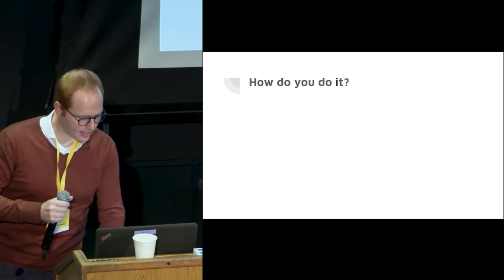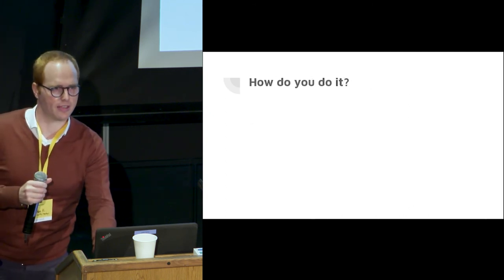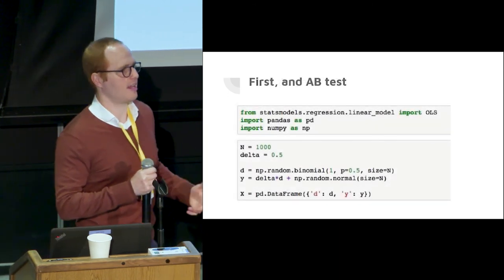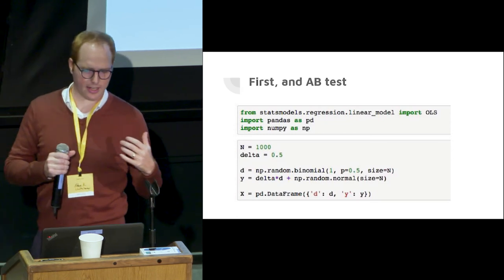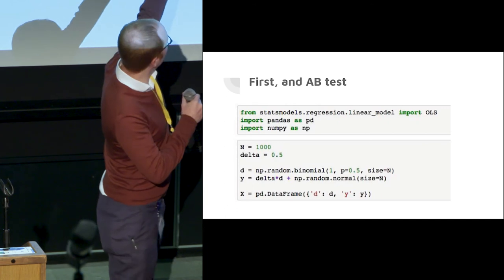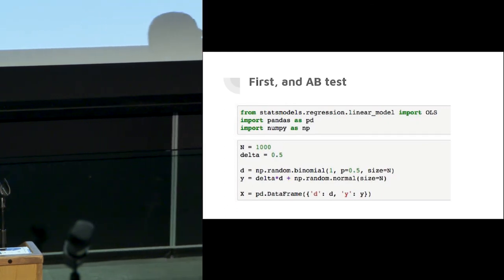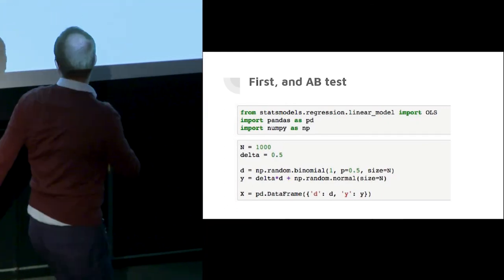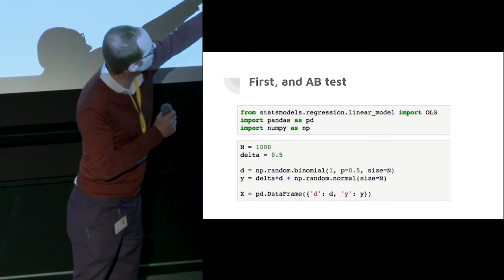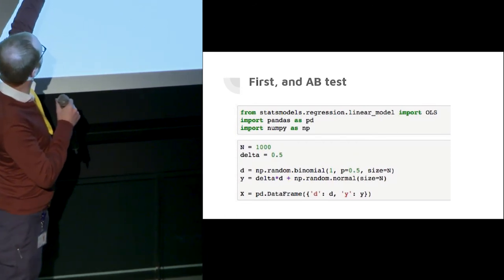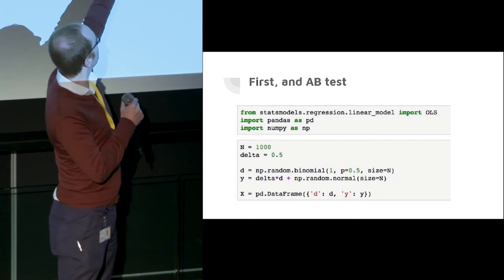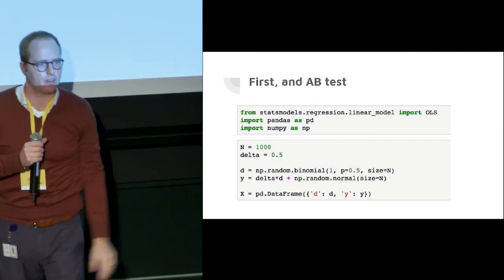So let's look at a trick we can do to make this work. So let's first generate some data for a simulated A-B test. So what we've got is D right here will be our treatment assignment. So it's going to be 1 or 0 with a 50-50 probability. And then Y is the outcome. So it's a random normal plus our effect size delta if they're in the D equals 1 state, but this term is 0 if they're in the D equals 0 state.